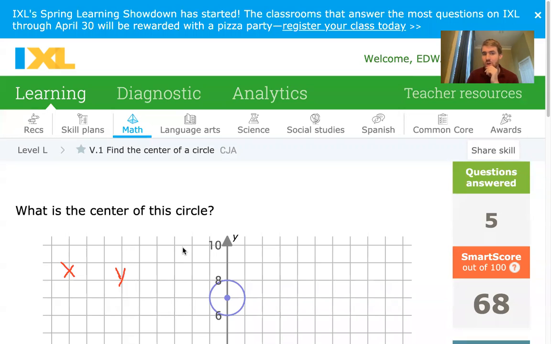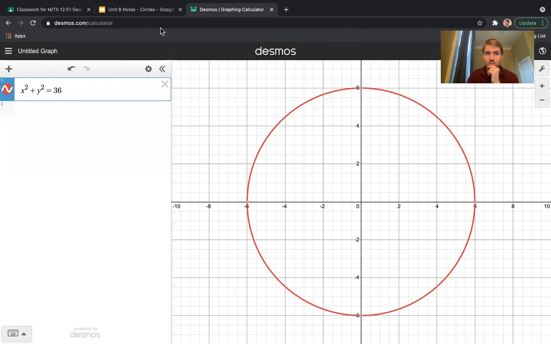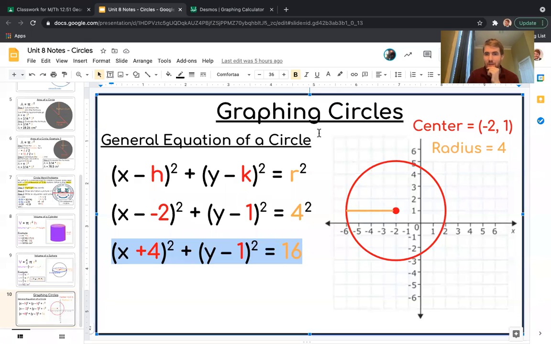And if you have questions, as always, let me know. Remember, you can reference the Unit 8 notes on slide 10. It kind of tells you H represents the X coordinate, K represents the Y coordinate.